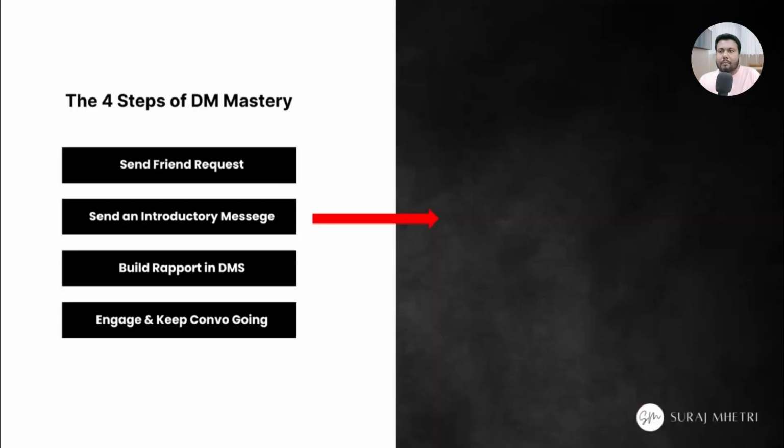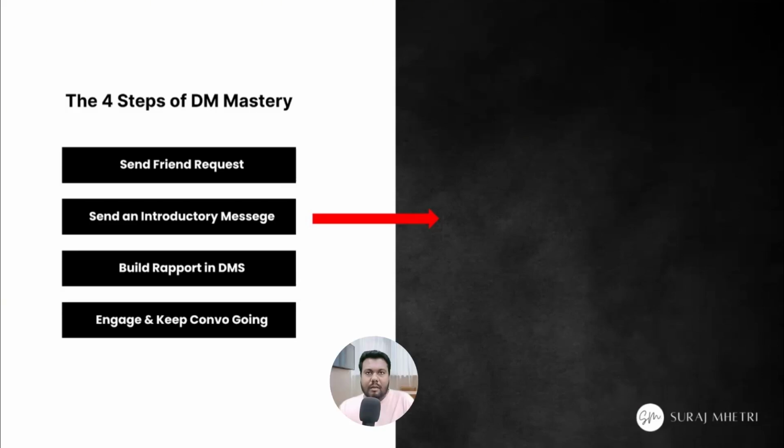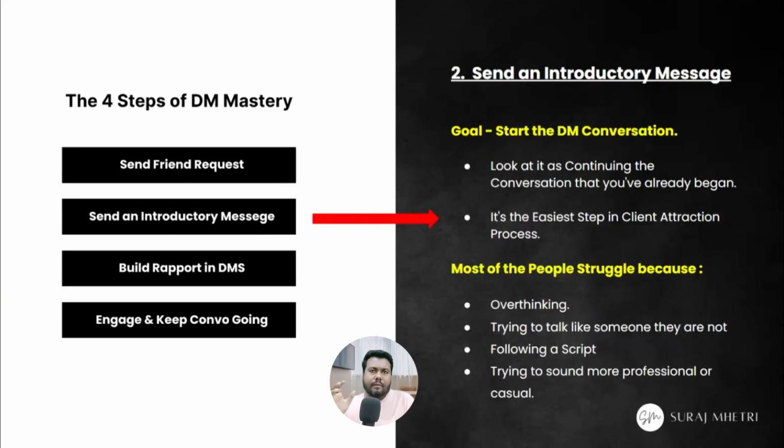Moving on to step number two, that is sending an introductory message. Now, people call it an icebreaker. An introduction message is an icebreaker. The goal of this step is simple: to start a DM conversation with an ideal client. Okay, once they accept your friend request, it's time to start the conversation.